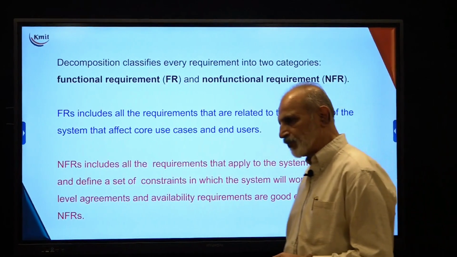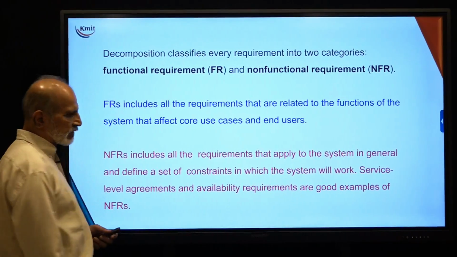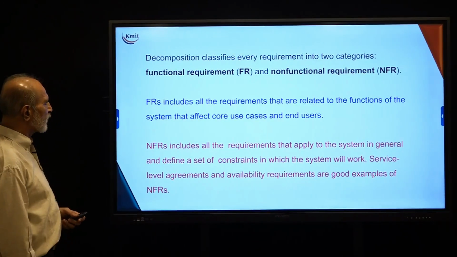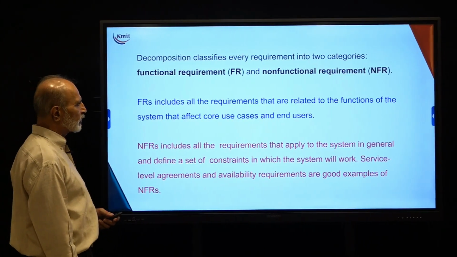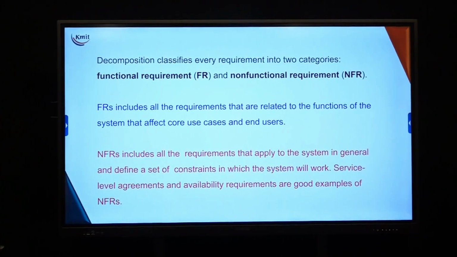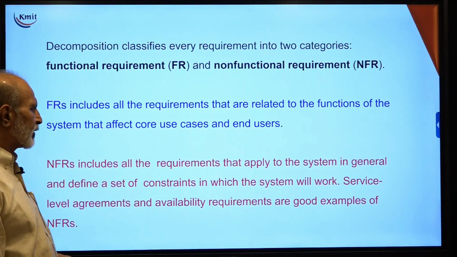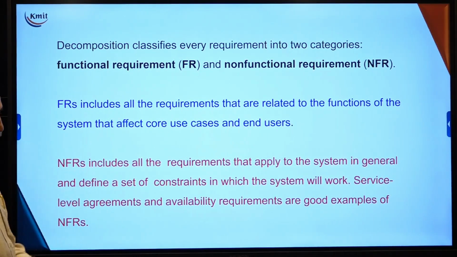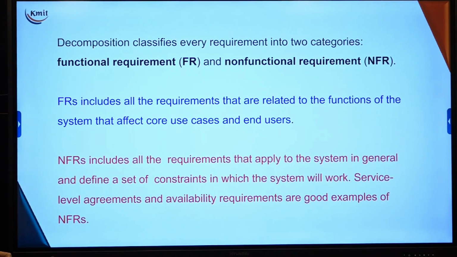Then, when I talk about requirements, we go with the requirement in two ways. Number 1 is a functional requirement and the other is a non-functional requirement. So, decomposition classifies every requirement into two categories, functional FR and non-functional NFR. FRs include all the requirements that are related to the functions of the system that are core to the end user, and NFRs include all the requirements that apply to the system in general and define a set of constraints. So, non-functional requirements also play a very critical role when the system is to be working.